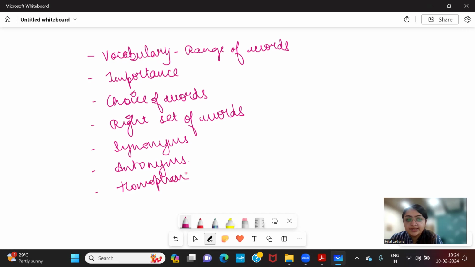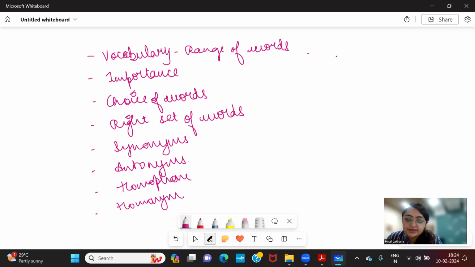Homophones are words with the same sound, different spelling, and different meaning. Then we have homonyms, which have the same name, that is the same spelling. They can have the same or different pronunciation and different meaning based on the context in which we are using them.